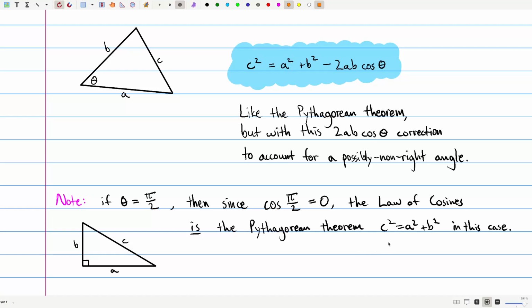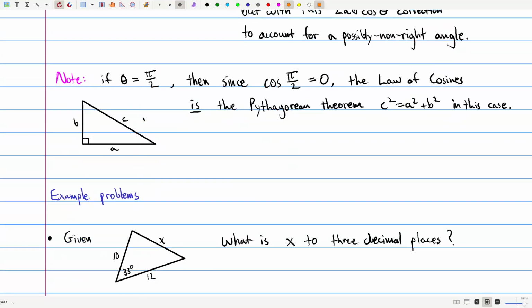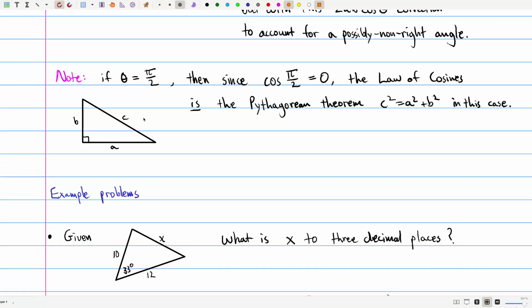Okay, so for the remainder of this video, now that we've seen the law of cosines, we're going to go through a few basic sorts of questions that you could run into that the law of cosines can help you with. And what we're going to do is systematically look at what happens if we know any three of the four variables and then find the last one. So here's our first example problem.